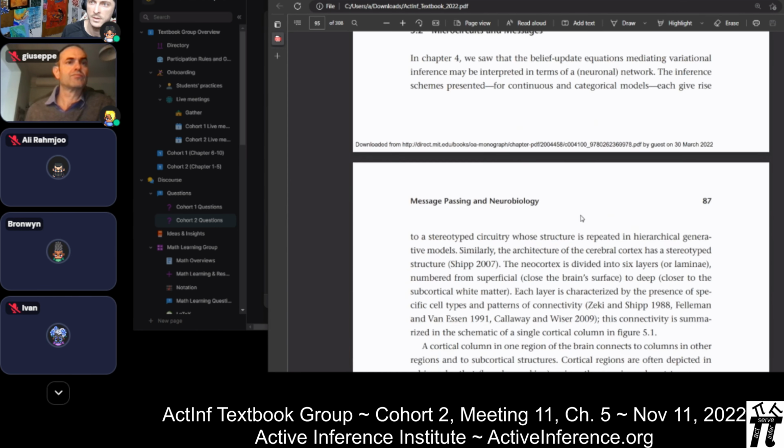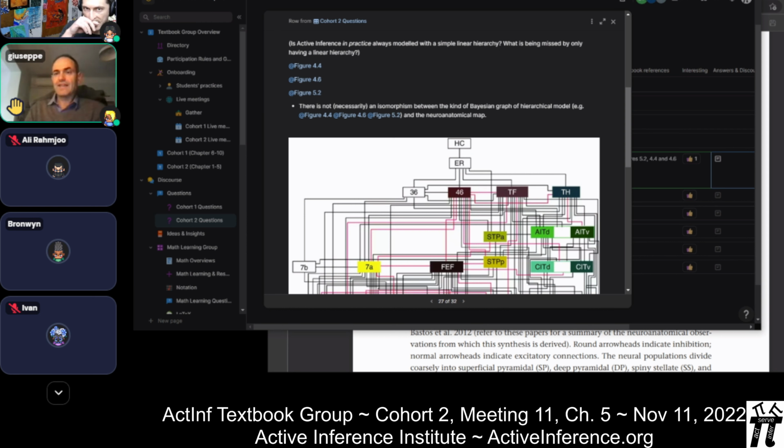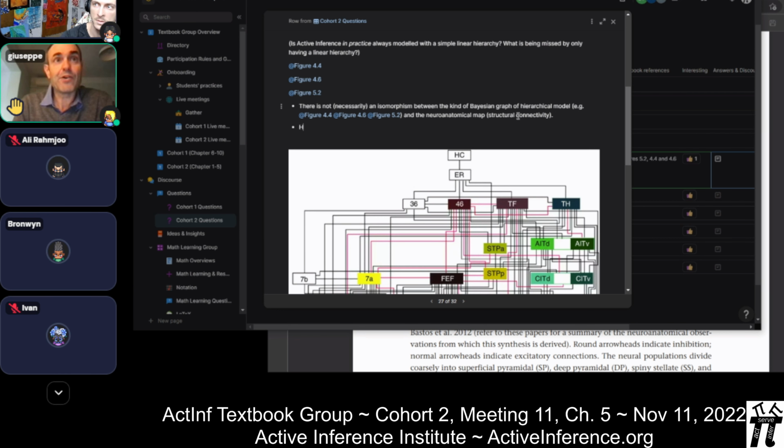Yeah, Giuseppe? Yeah, I think that is a very good explanation. On the other hand, I think that at that stage of the description, the idea was to see how active inference could also provide a process theory. So basically to see how this inferential mechanism may be implemented in neural circuits.